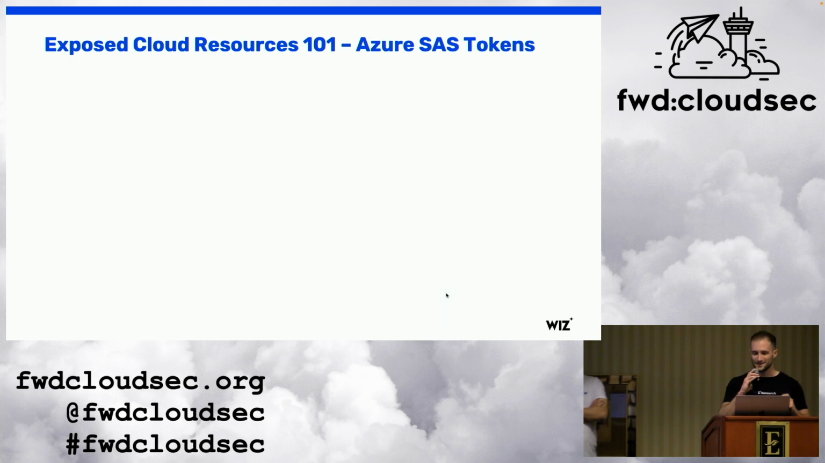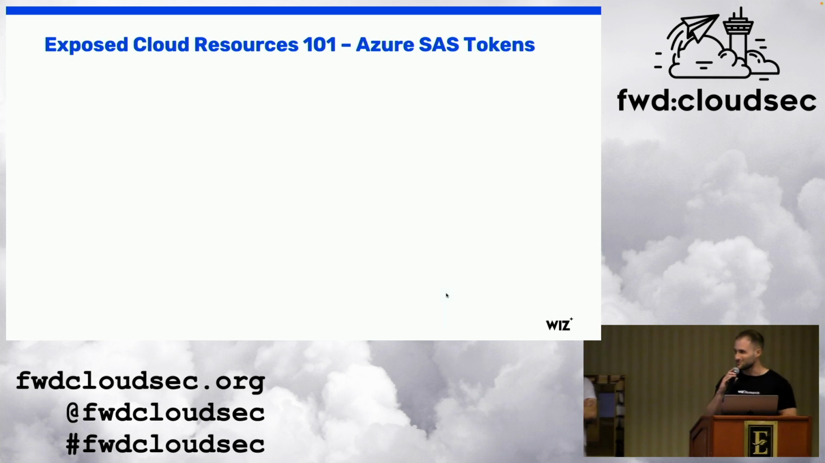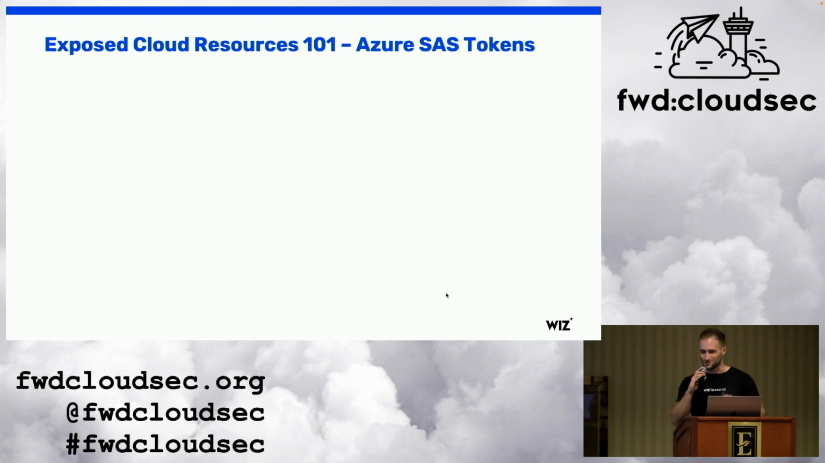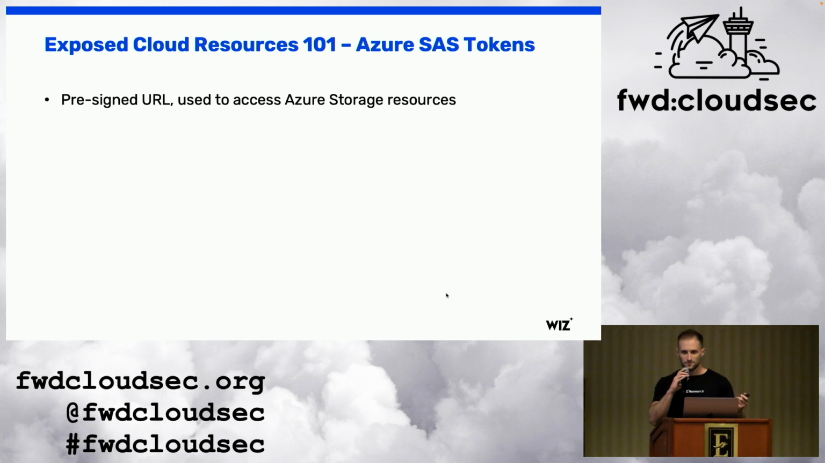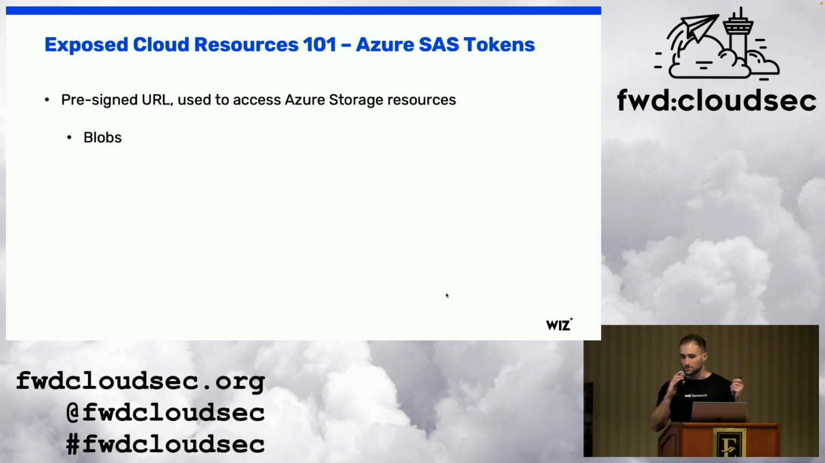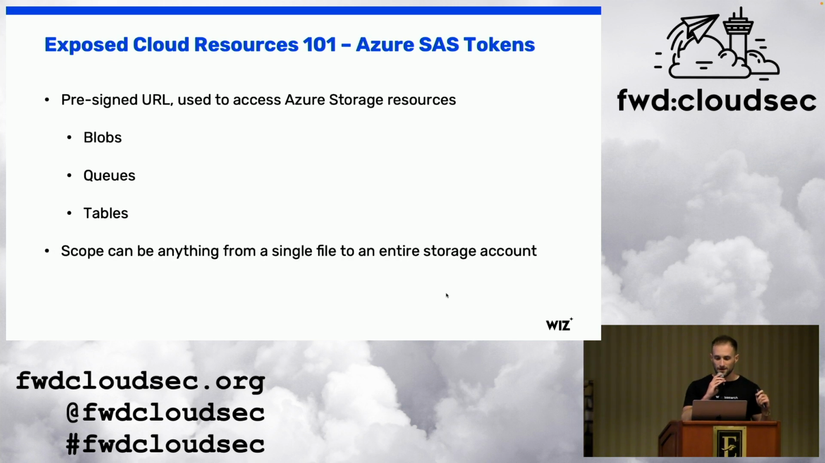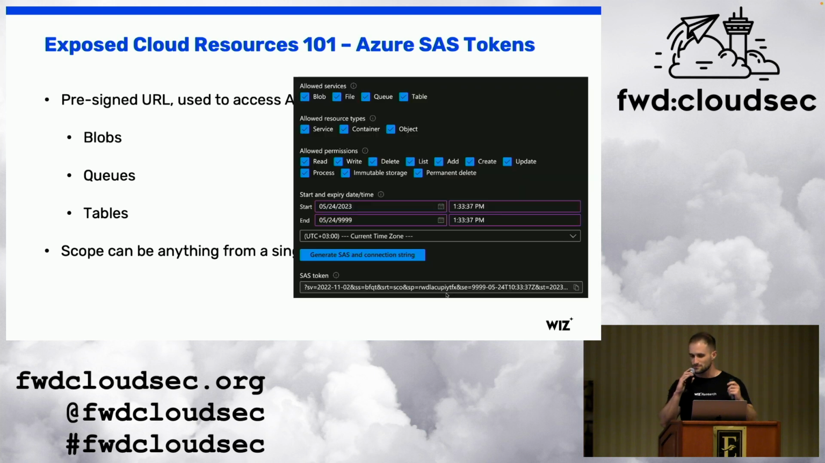Azure also has very creative ways of exposing your data to the internet in the form of Azure SAS tokens. Azure SAS tokens are essentially a pre-signed URL used to access Azure storage resources. And Azure storage is much more than just files. It can be used to store files, but it also can be used to store queues and tables. And the pre-signed URL scope can be anything from one single file to the entire storage account. And this is how it looks in action.